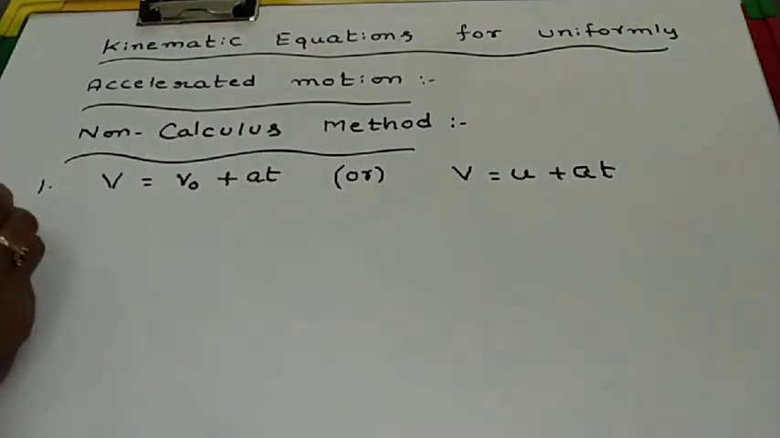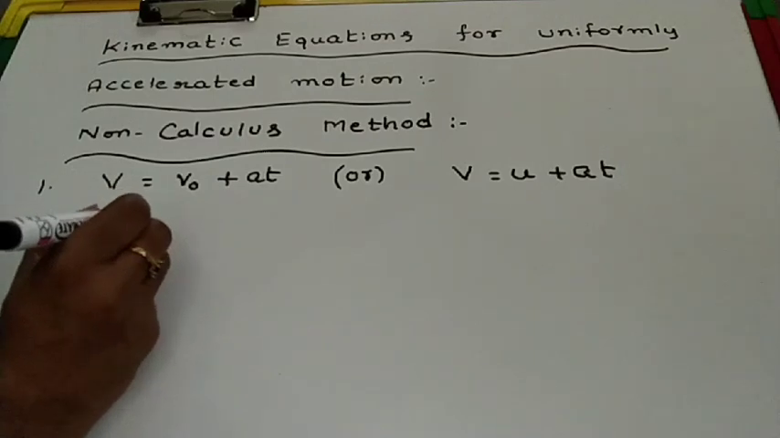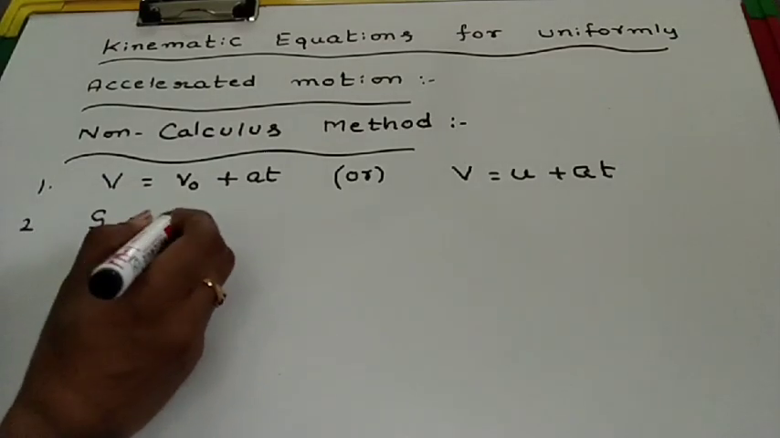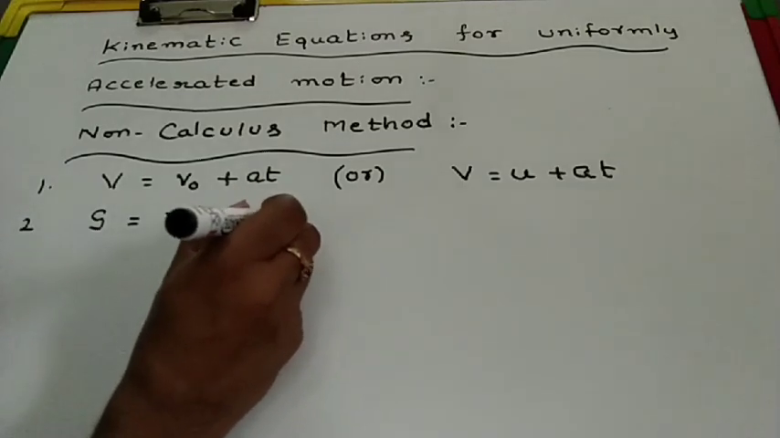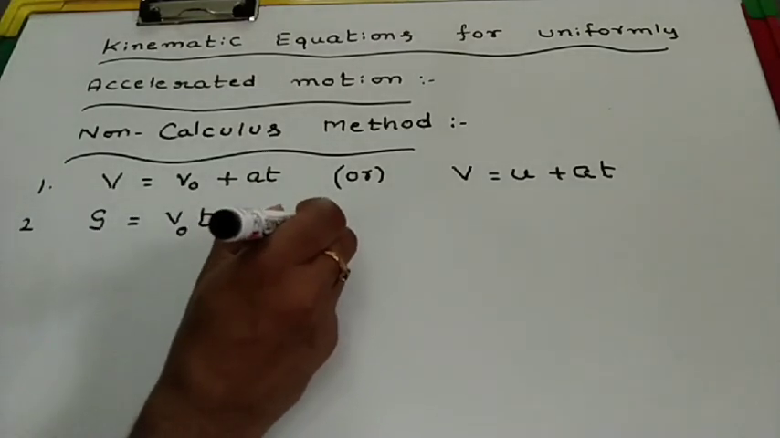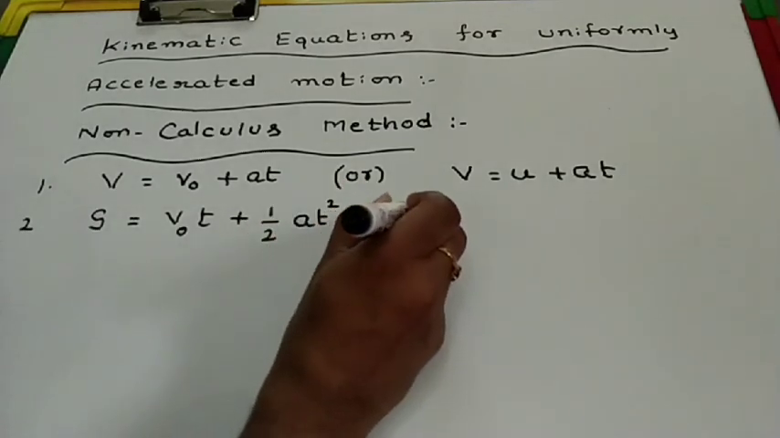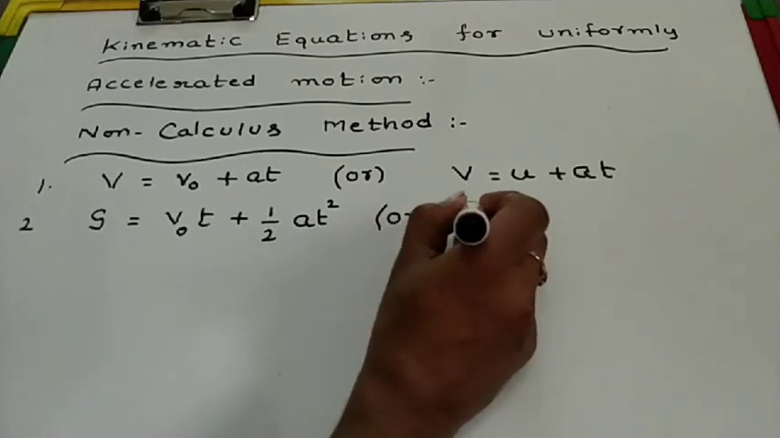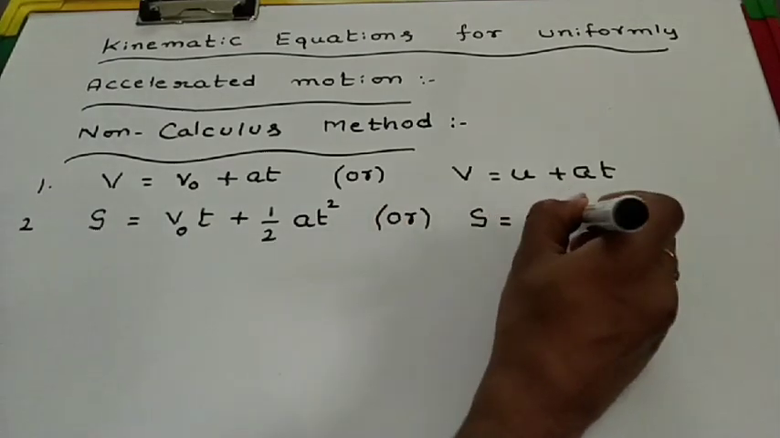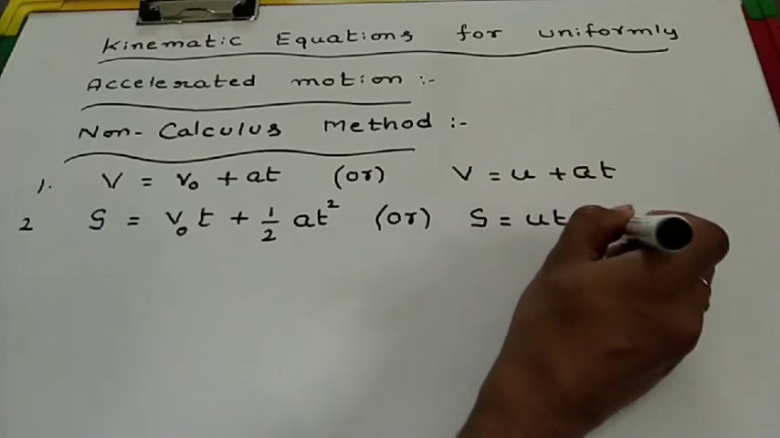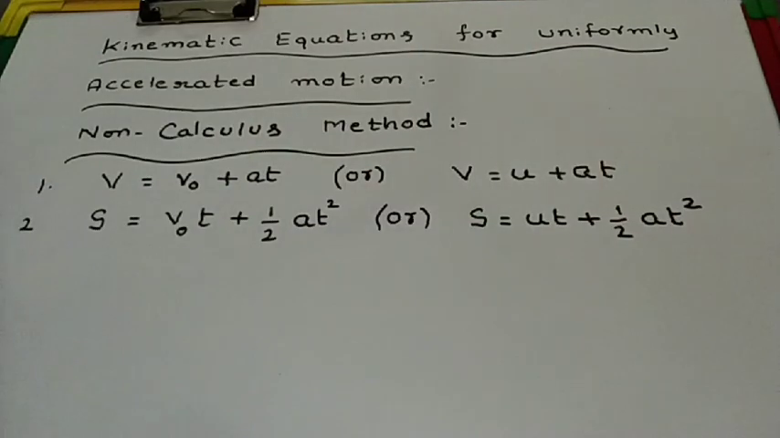Now the second one, S is equal to V naught T plus 1 by 2 A T square, or S is equal to UT plus half A T square.